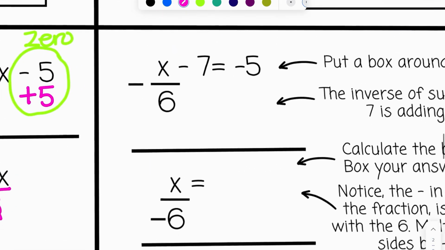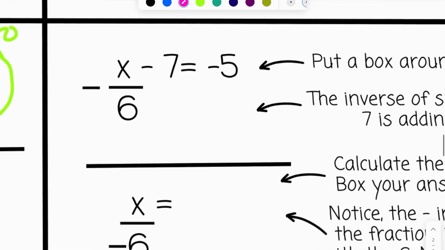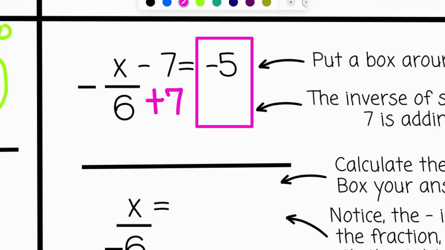Final example. This says negative x divided by 6 subtract 7 equals negative 5. So the left side of our equation has a lot going on. So we're going to box the right side of our equation. We're going to do our adding or subtracting first. Okay, I always say leave that complicated x divided by negative 6 thing for last.